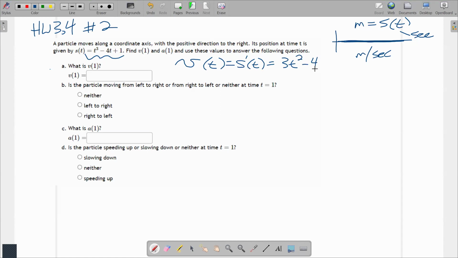If I start with t cubed, the derivative of that is 3t squared. And the derivative of negative 4t would be negative 4. The derivative of 1 is 0, so that should be the derivative there, right? Yeah. Okay, and then we plug in a 1. So v of 1 is going to be 3 times 1 squared minus 4, which is 3 minus 4, excuse me, which is negative 1.